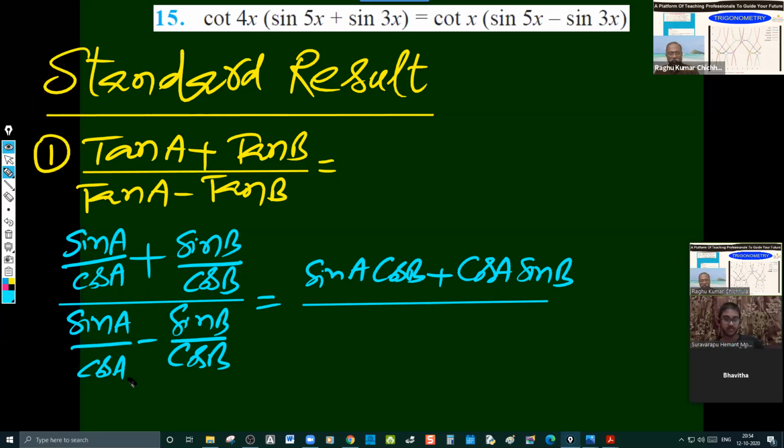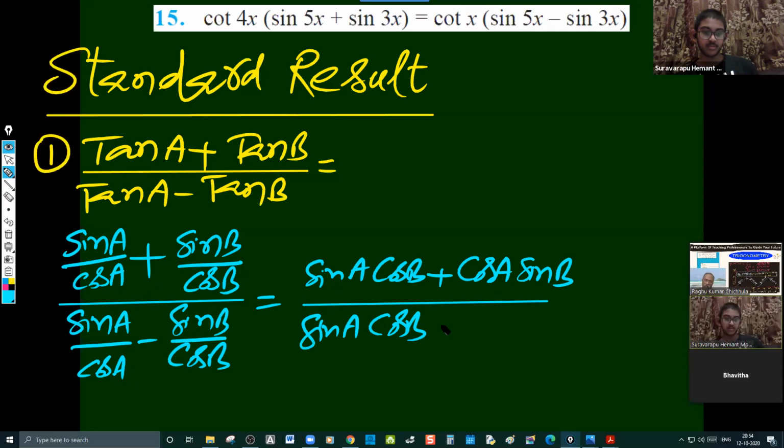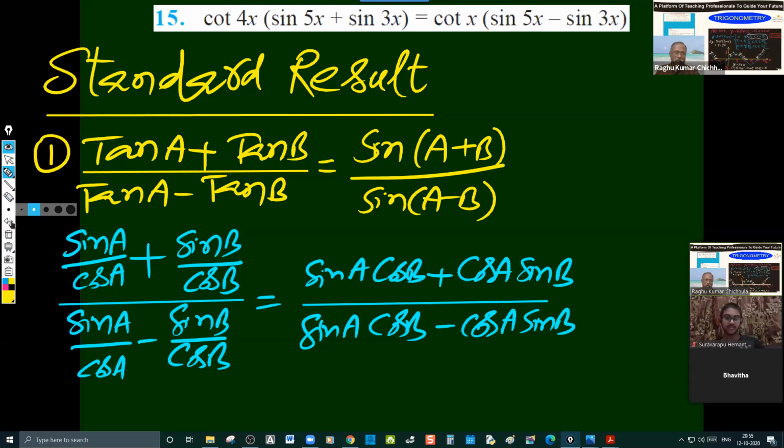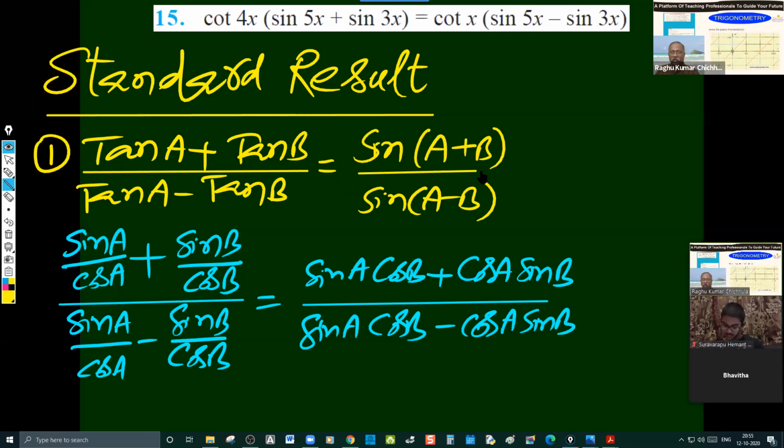Here also the denominator is cos A cos B. Cancel. What do you get in the denominator? Similarly, sin A cos B minus sin B cos A. What is the numerator now? Sin of A plus B. And the denominator, sin of A minus B. You have to make use of this in the objectives. So tan A plus tan B upon tan A minus tan B can be written as sin of A plus B divided by sin of A minus B.